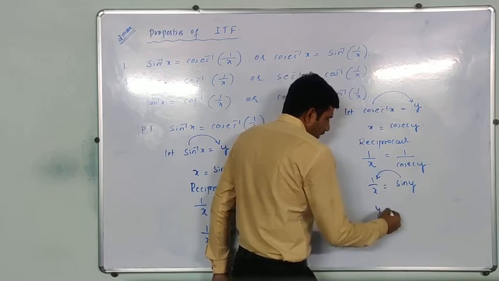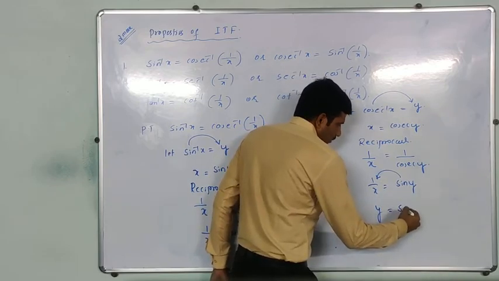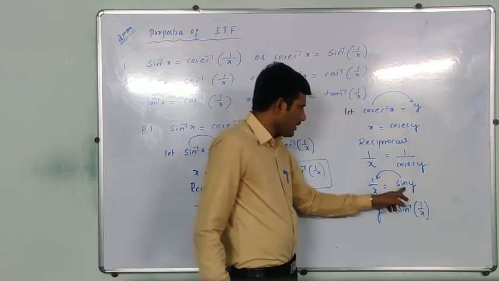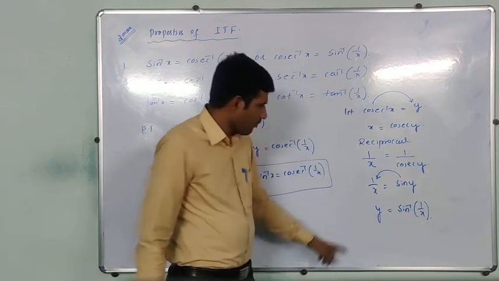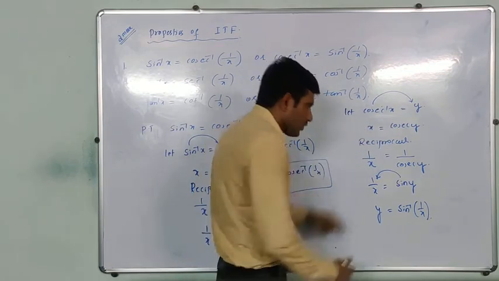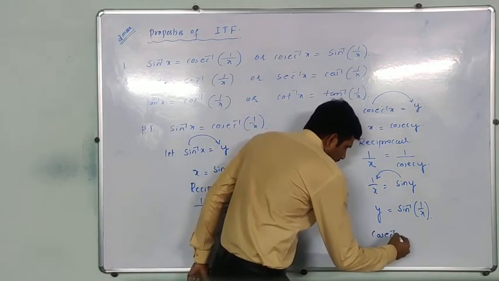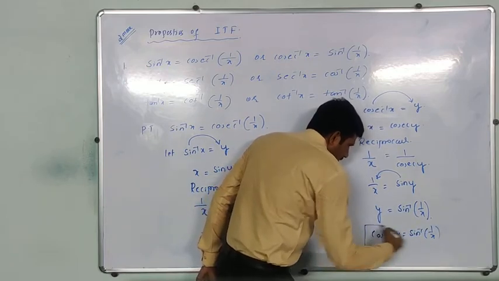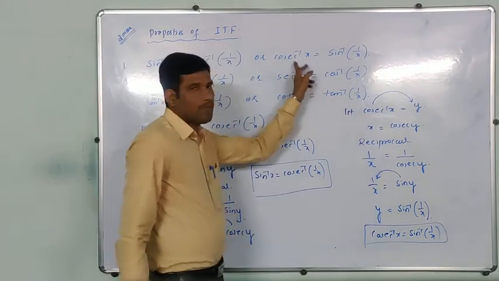Now take the sine here. So therefore y is equal to, when you take sine inverse here, that will become sine inverse of 1 by x. So therefore y is equal to sine inverse of 1 by x. Then what is y here? So y is nothing but cosec inverse of x. So therefore cosec inverse of x is equal to sine inverse of 1 by x. So we got this result.